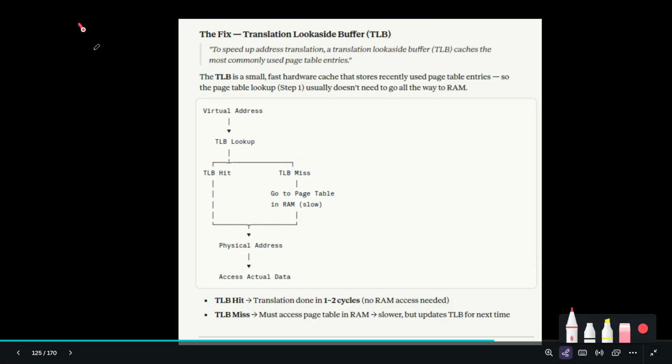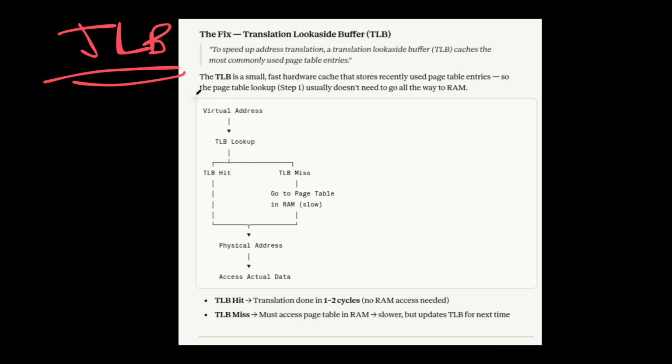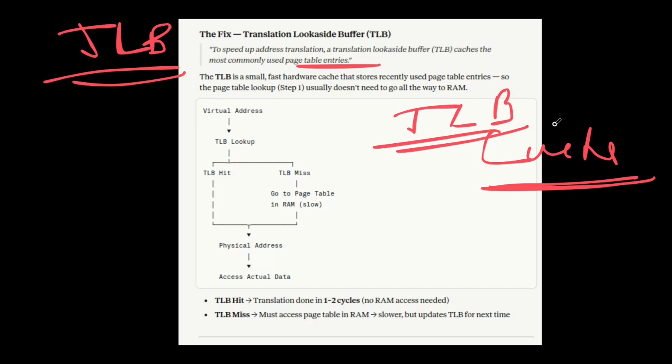To fix this problem, we create the TLB, that is the translation lookaside buffer. The translation lookaside buffer is like a cache which stores the most commonly used page table entries. So what is the translation lookaside buffer? It's like a cache which stores the most recently used page table entries. That is, the TLB caches the most commonly used page table entries. We have to understand that this TLB is small.